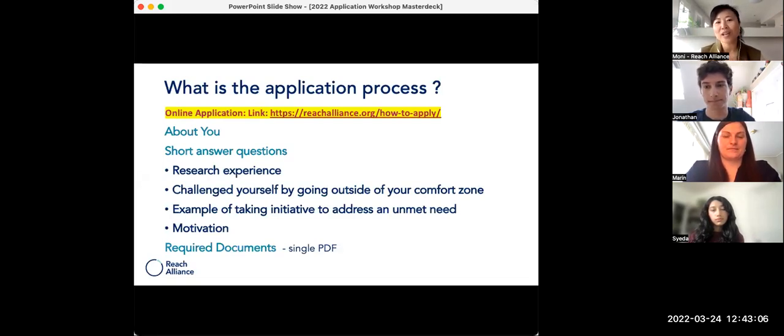And then there are 4 short answer questions that we ask for 200 words max. So not a long novel here. We're just looking for succinct responses that touch on these 4 areas. So 1 is your research experience. 2 is an opportunity or experience where you went outside of your comfort zone. 3 is an experience where you took initiative in which you addressed an unmet need. And the 4th question really is a very standard question of, what is your motivation? What is drawing you to apply to REACH and be part of it?